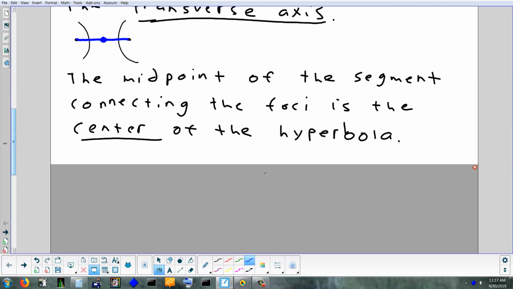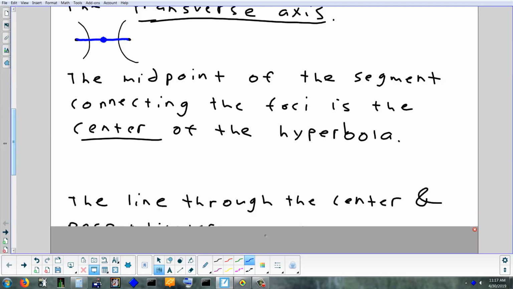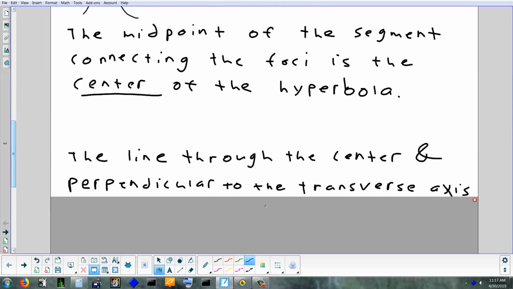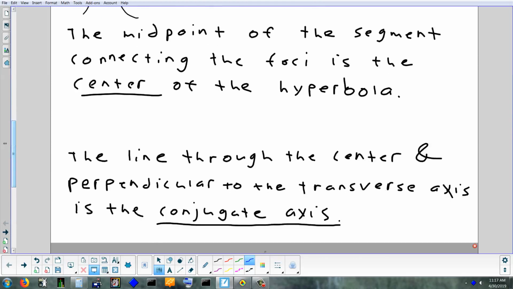Now, with an ellipse, if I drew a line perpendicular to the major axis through the center, what axis was that? The minor axis. Okay. Well, if I draw a line through the center, perpendicular to the transverse axis, it's called the conjugate axis. So the names transverse and conjugate are taking the place of major and minor. Same concept, different name.